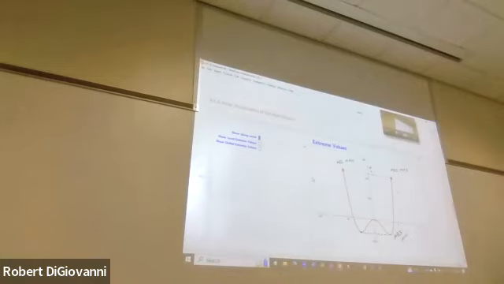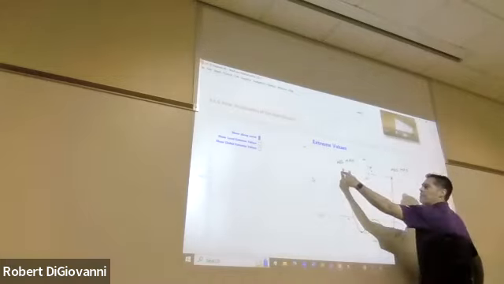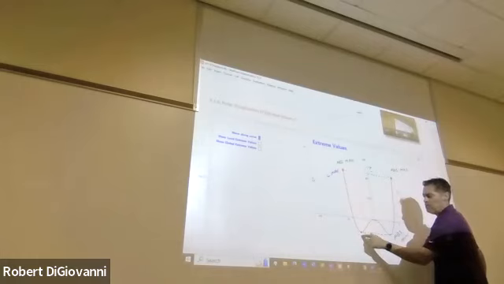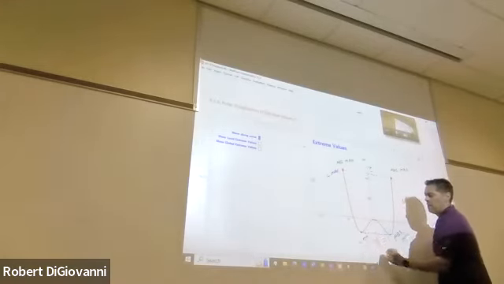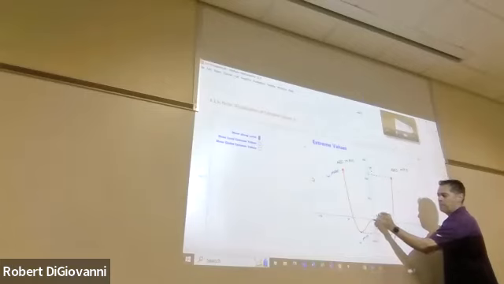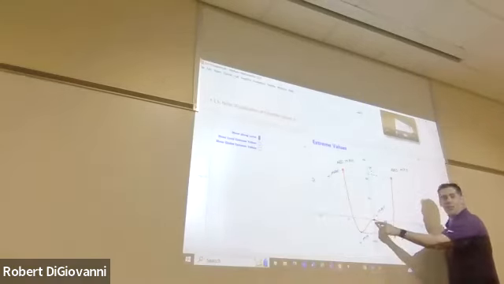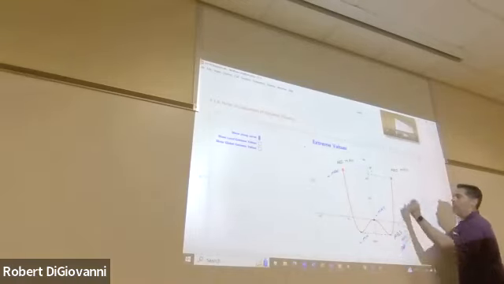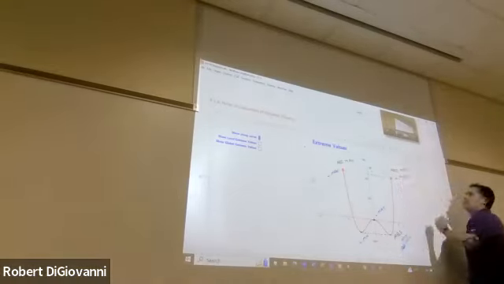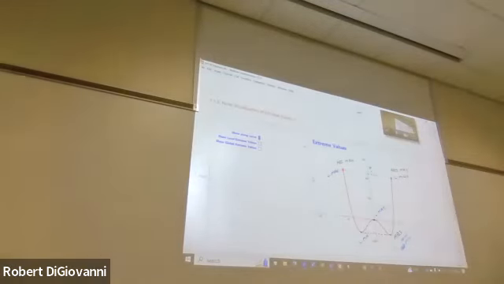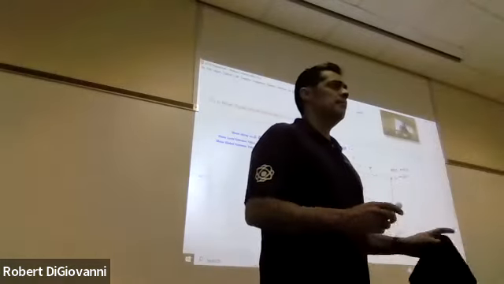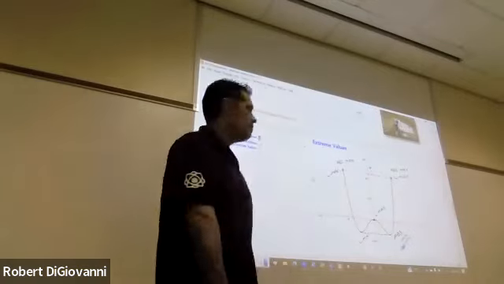And then locals, what's this one? Local max, because it's an endpoint, right? And it's the highest point over here. This one, local min. This one, local max. It's the highest point in this little neighborhood. This one is also a local min, right? And then here, local max. Is this pretty intuitive? Visual, yeah.